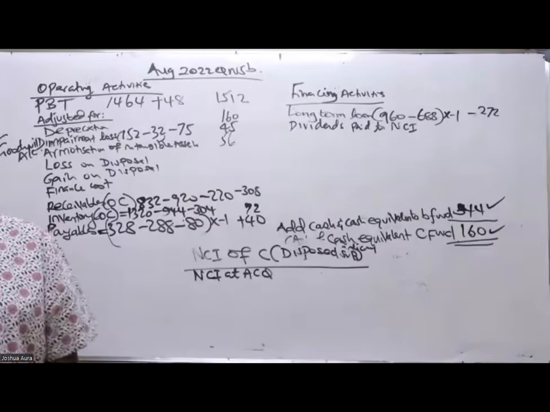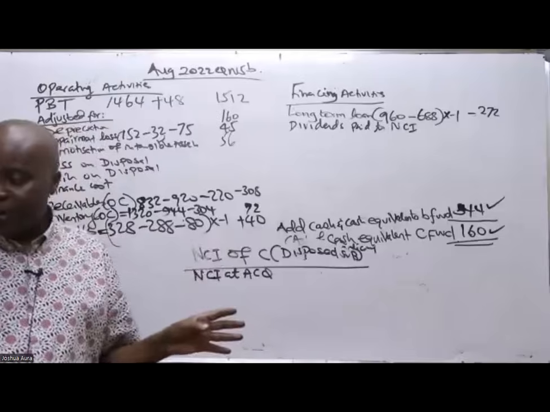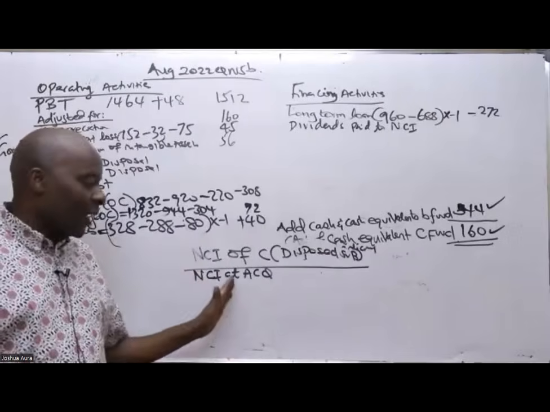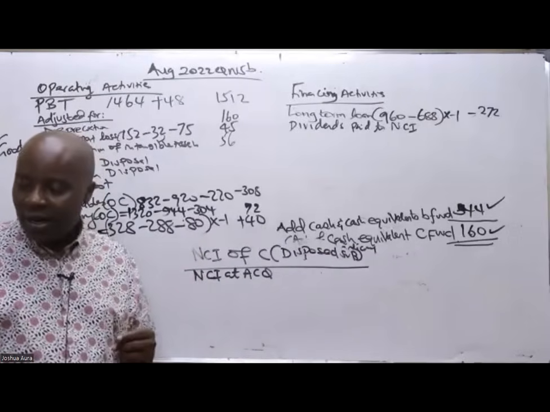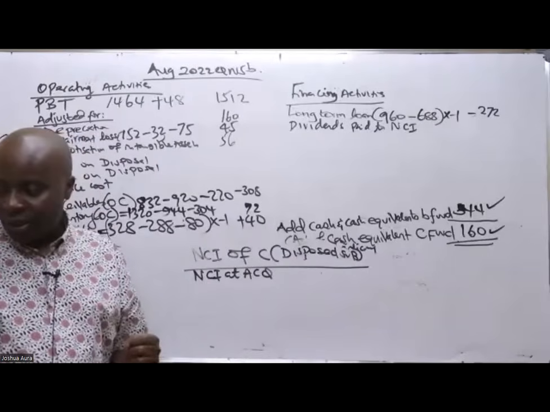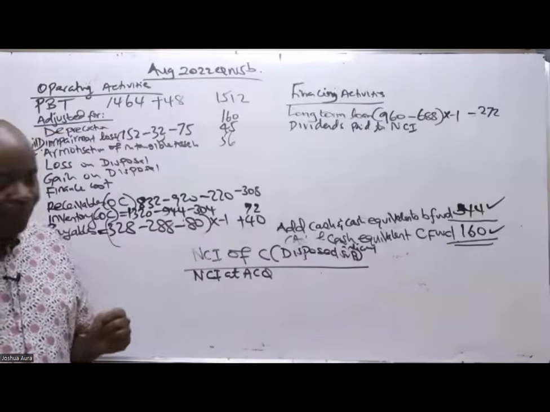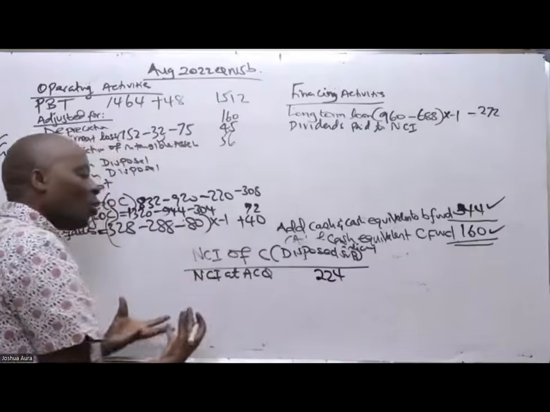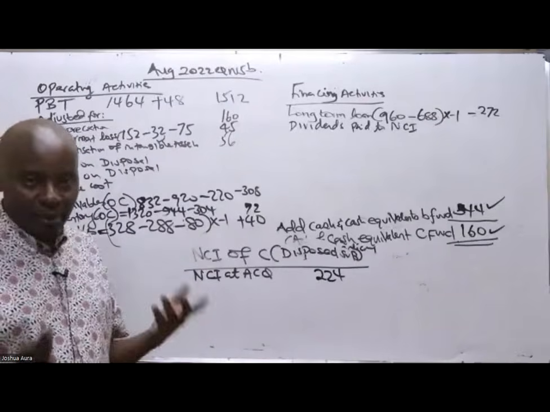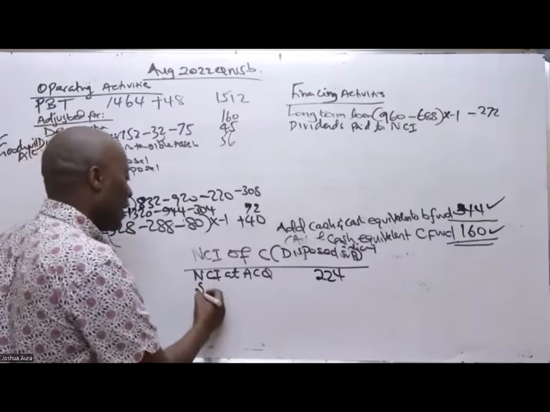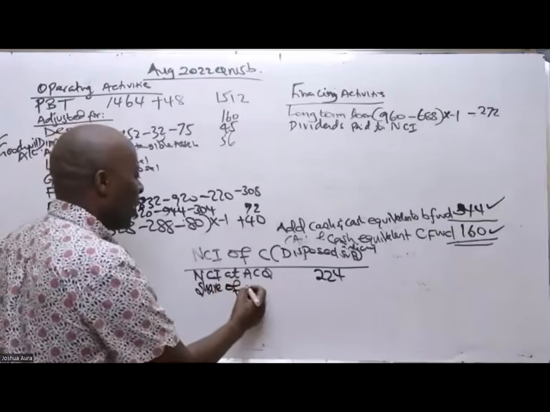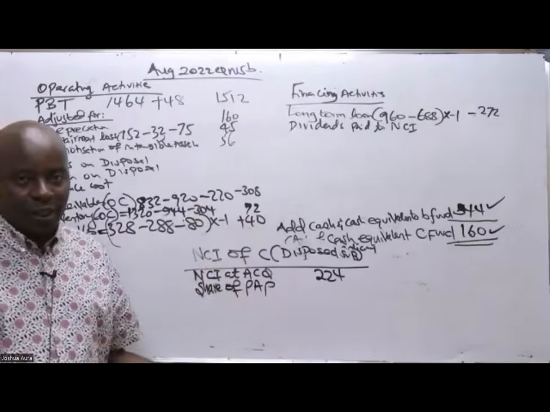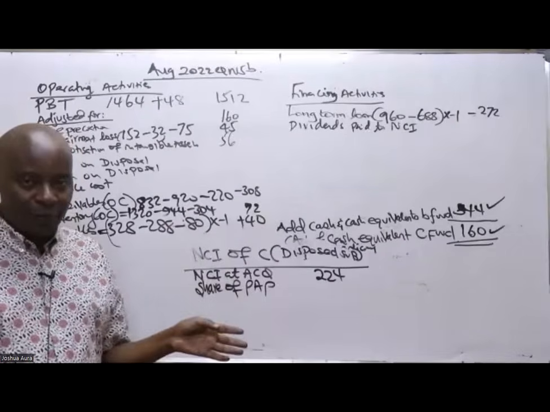So now we are looking at NCI of C, which is a disposed subsidiary. Very important to have this working. So we're looking at NCI at acquisition. Are you able to remember that from note number 1? NCI at acquisition, they're saying it is 224, isn't it? It is 224. And then if you remember this method, they will grow with the PUP. So give them their share of PUP. PUP is post-acquisition profit.